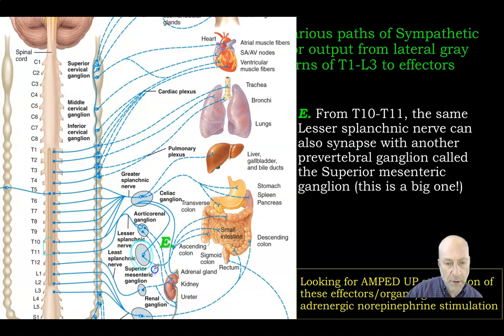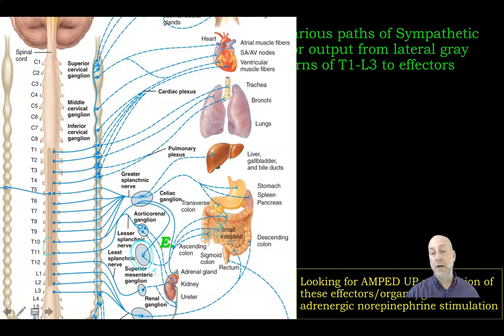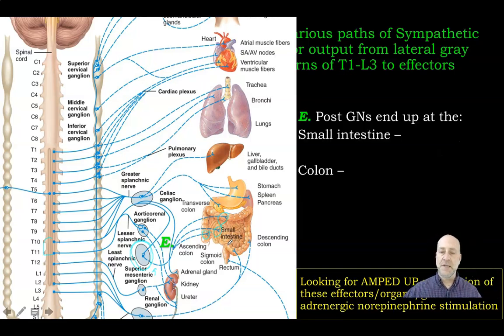And then there follow this postganglionic neuron, and you can see I'm hitting up the transverse colon, the small intestine, and the ascending colon too. All right, and this is a big one. What are you going to do with these places? At the small intestine, decrease motility. You don't need to be producing feces when you're running for your life. Decrease absorption of nutrients and decrease secretion.